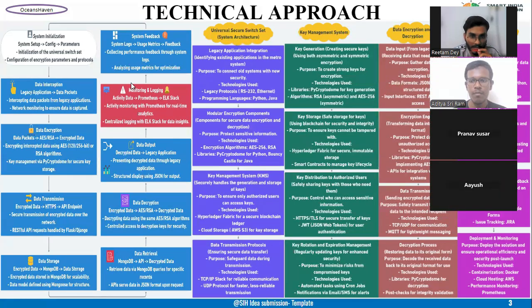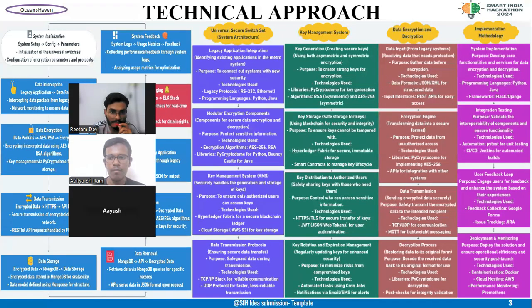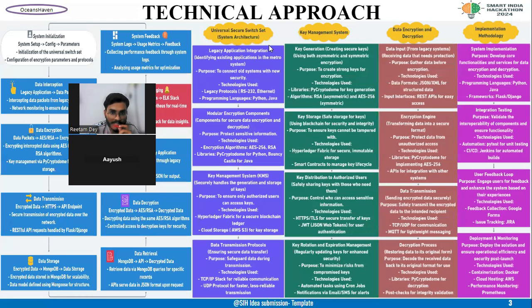And then comes the universal switch set with system architecture, the legacy application integration. The purpose is to connect old systems with new security. Then come modular encryption components. The purpose is to protect sensitive information. We use the technologies AES-256 and RSA, and the libraries PyCryptodome for Python and Bouncy Castle for Java.